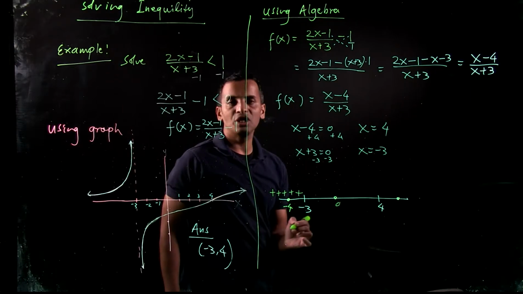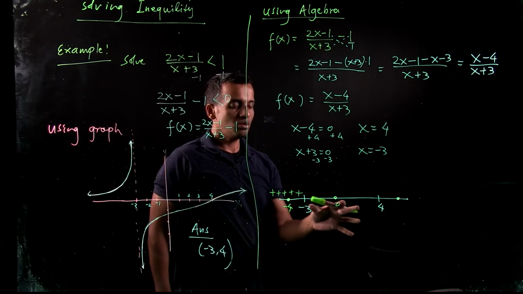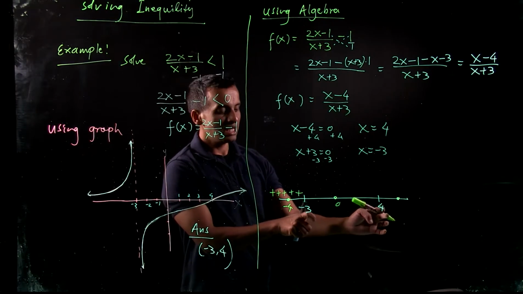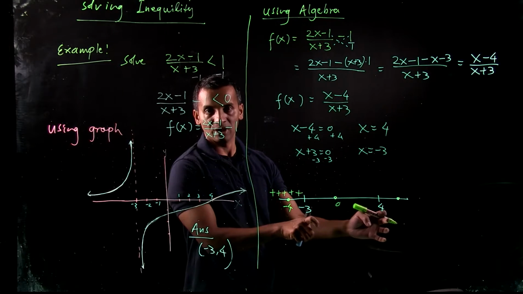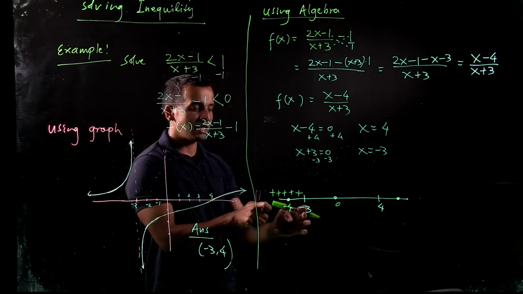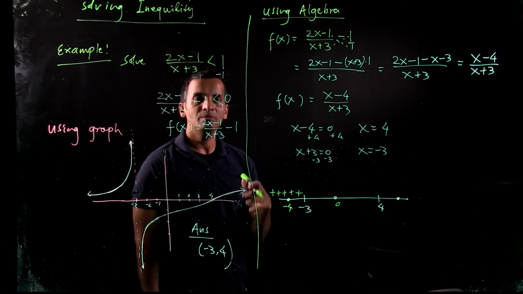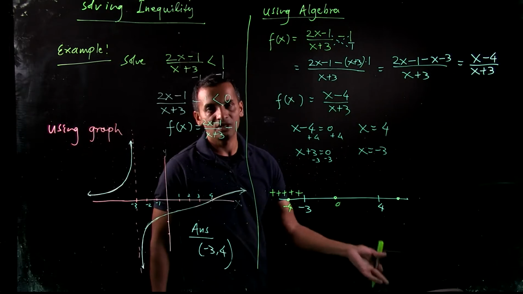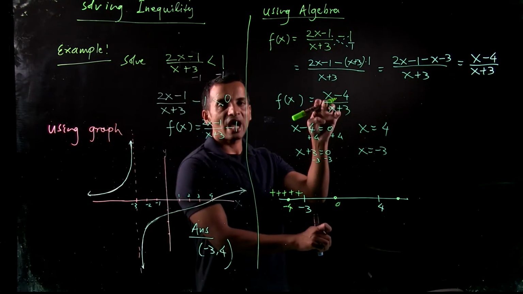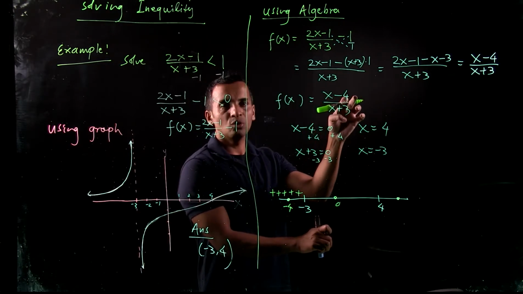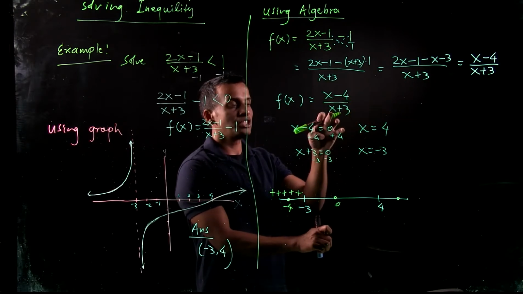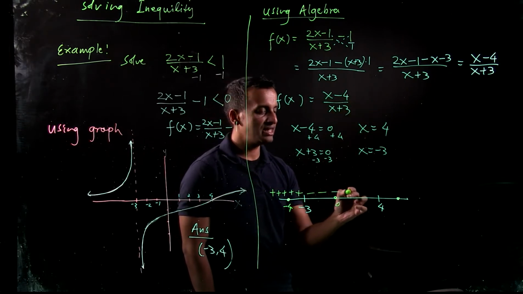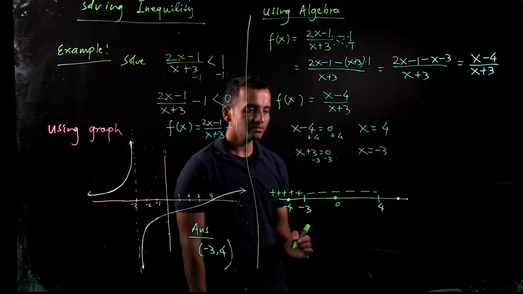Let's take another piece. Let's take 0 as a test point in this piece. Why do I take 0? Because 0 is between -3 and 4. You can pick any point that lies between these two numbers as a test point. As we did here, anything that is left of -3 can be a test point. You can take anything there, but for ease you take a smaller number or, if possible, 0. So if you plug in 0 for x, what do you get? 0 minus 4 is -4 and 0 plus 3 is +3. So -4 over 3 is negative, right? You fill this piece with a negative sign.